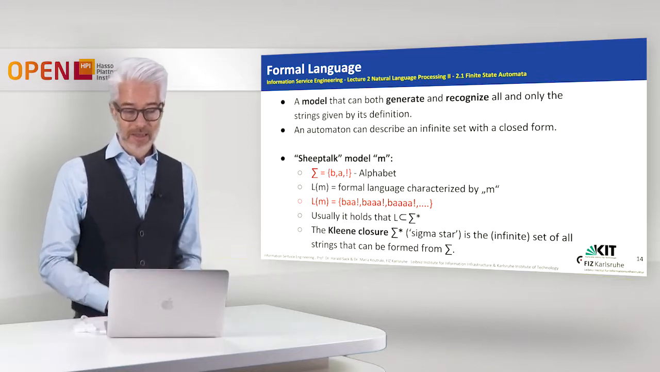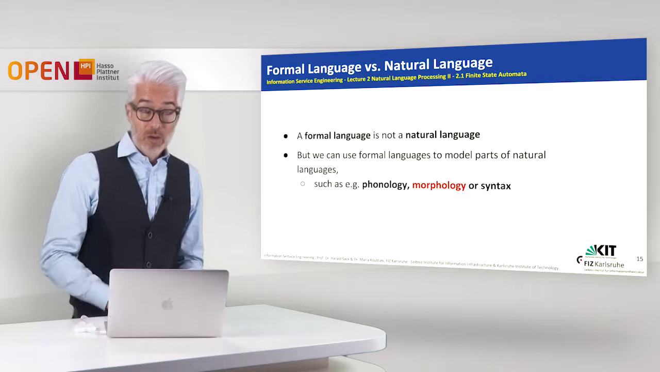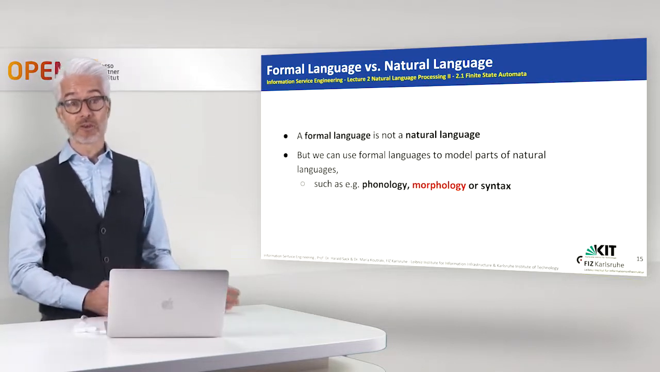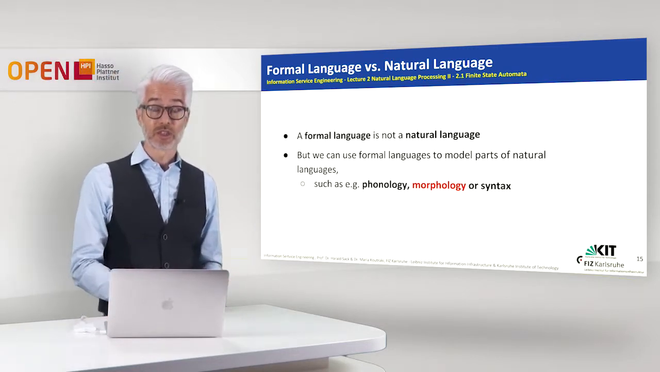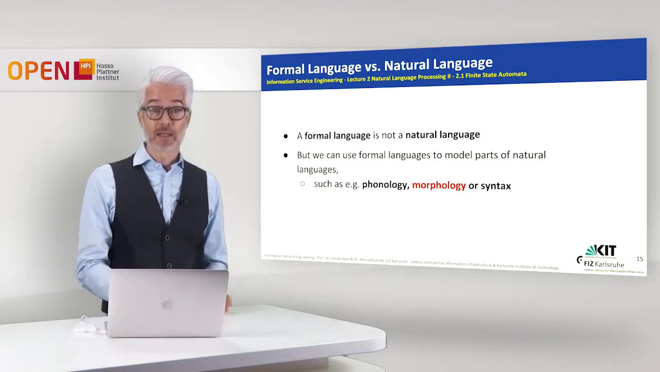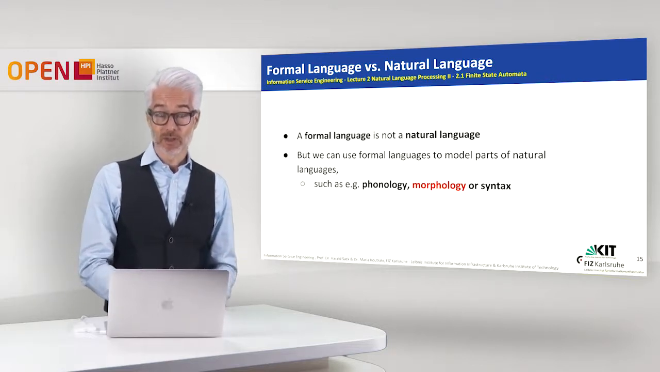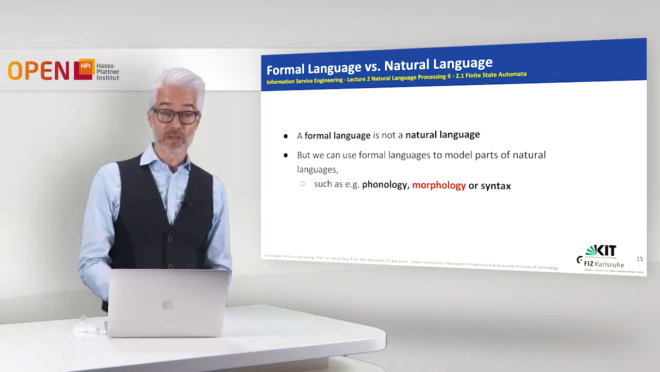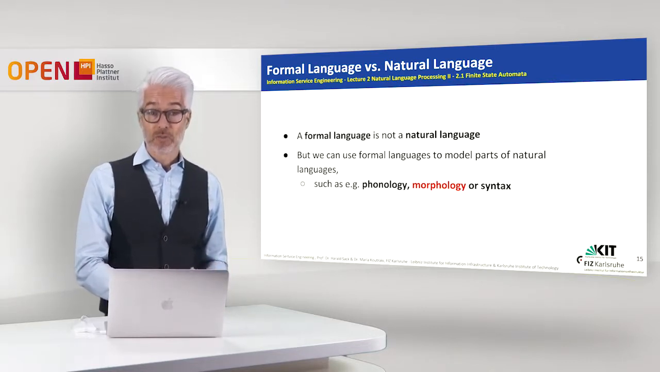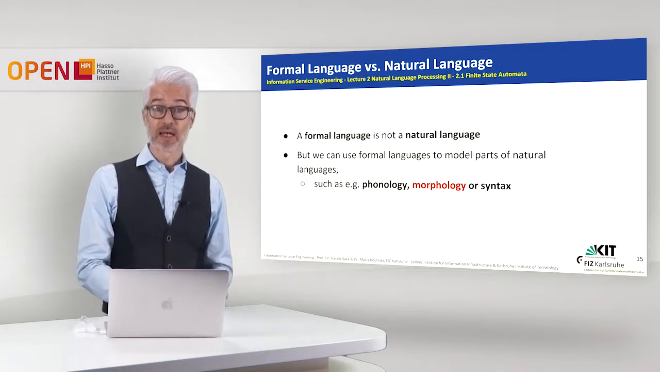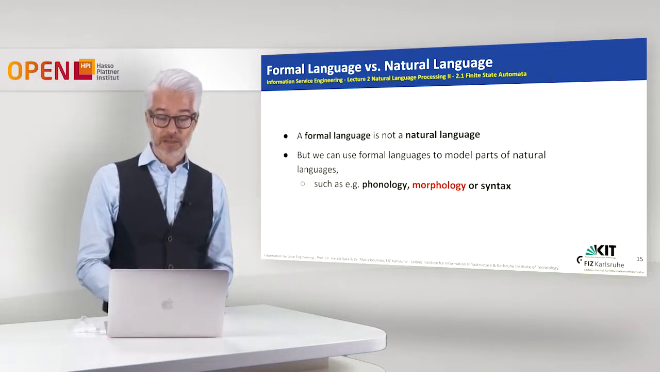So this usually is another kind of formalization of what we are doing here when we are talking about a formal language. But we have to take care. Formal languages, of course, are not natural languages. So what we want to do is, of course, we want to use this automaton, which is able to recognize formal languages, to analyze natural language. However, we can use these formal languages to model parts of natural languages. For example, we can model with the help of an automaton how phonology works, how morphology works, or how specific parts of syntax work. And what I will show you in this and the next part of the lecture is how exactly a finite state automaton can be applied in the course of morphological analysis.